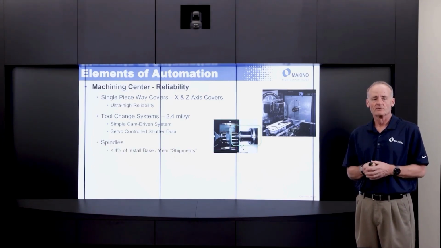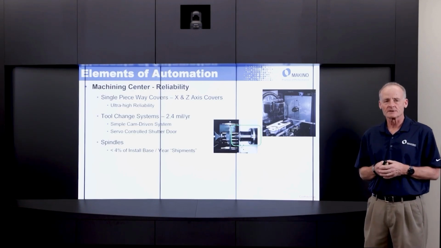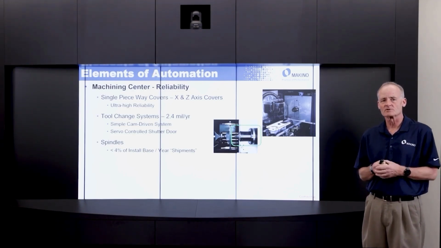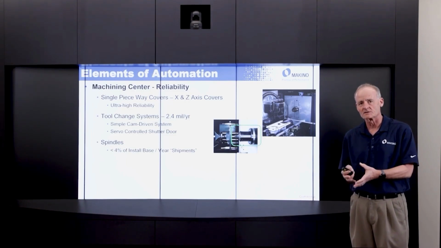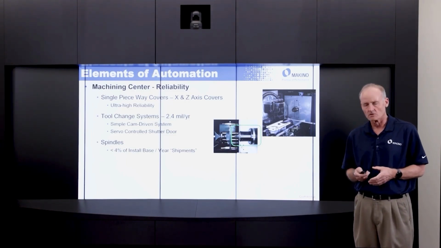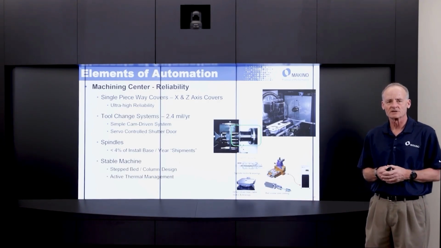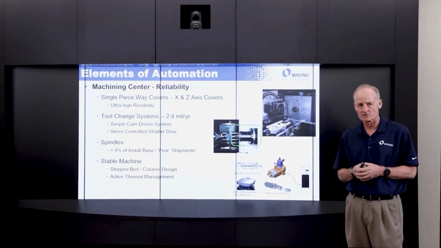And then the spindles. Makino typically in 1 year will ship as a replacement spindle less than 4% of the installed base of those spindles that we have out in the field. So quite a small percentage of replacement spindles will be shipping within a year's time.